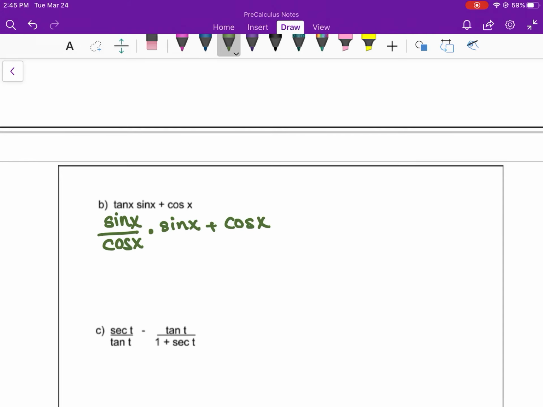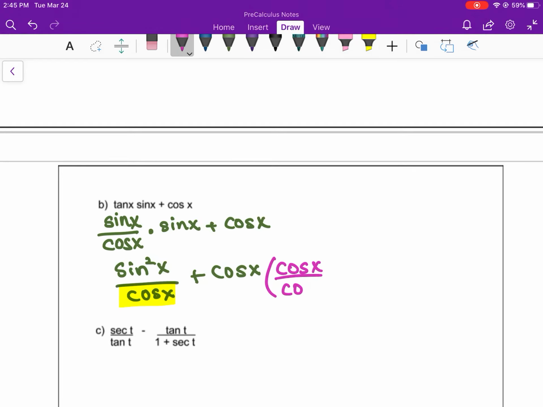What we're going to do next is multiply these together. And then we have to add these two fractions together. Our common denominator is going to be cosine. So for that to happen here, we need to multiply it by another cosine x over cosine x. And that takes me up here.